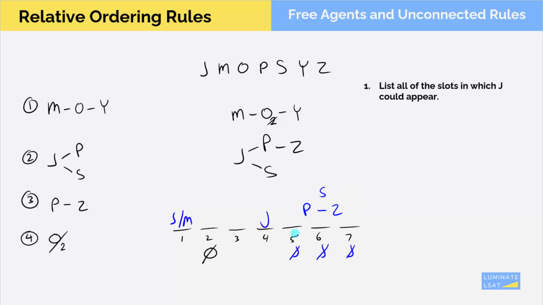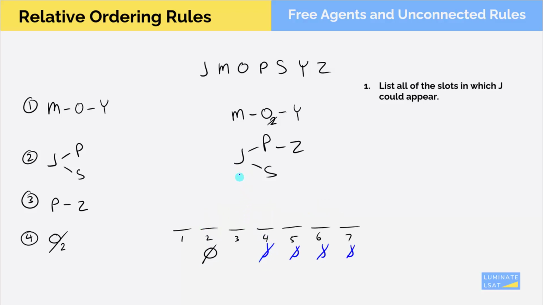But what does that mean about the remaining letters, the M, O, and Y? Well, that means that they are going to be forced into 1, 2, and 3, and there we have our contradiction. O can't go in the second spot. If you try to put J fourth, then O is going to be second, and that's not allowed. So actually J cannot go fourth.